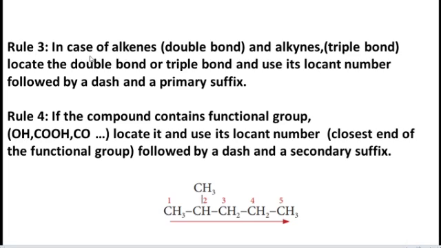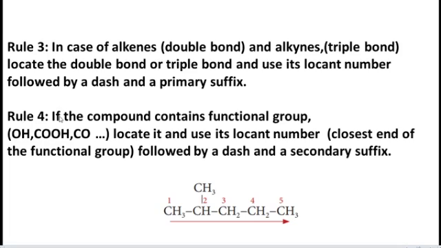Next, rule 3: in the case of alkenes and alkynes, we know already that alkanes have a single bond, alkenes a double bond, and alkynes a triple bond. Locate the double bond or triple bond and use its locant number. So here the locant number is 2, followed by a dash, that is a hyphen, and a primary suffix.